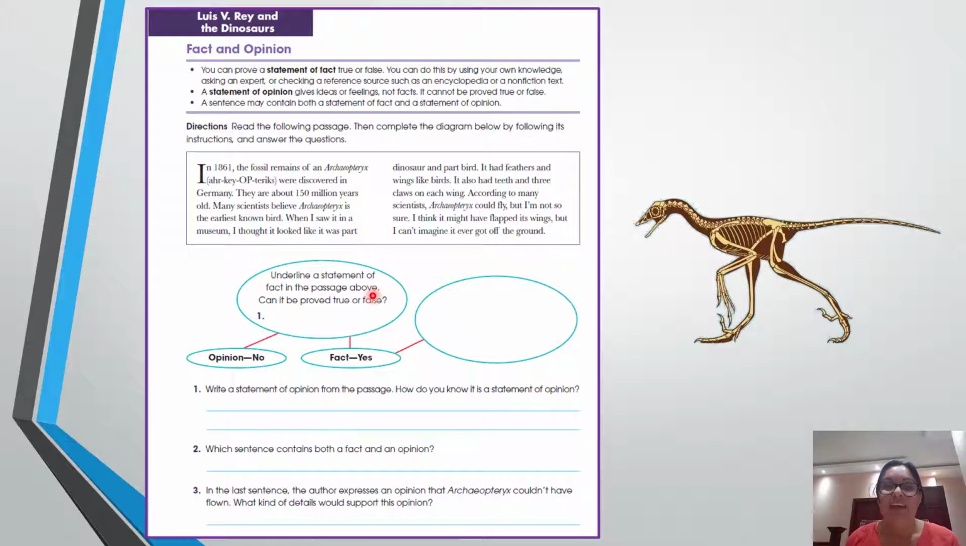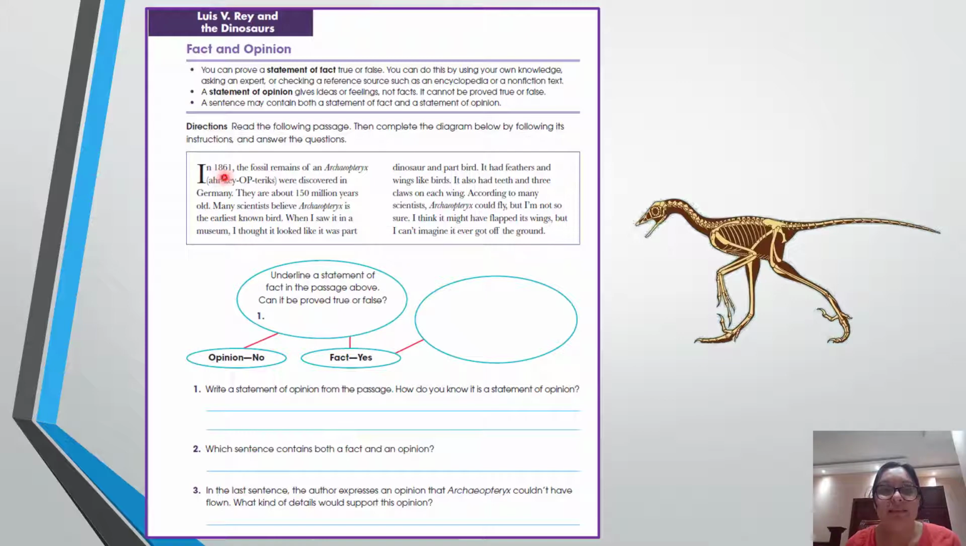And number 1 says that you have to underline a statement of fact in the passage. Can it be proved true or false? So let me see. What fact can we have in here? What fact can we find in this passage? Let's read the first part.